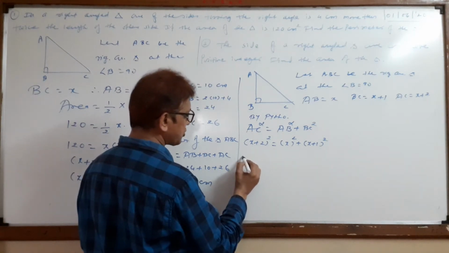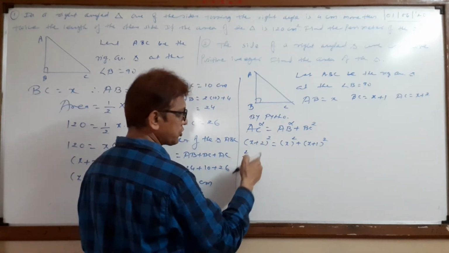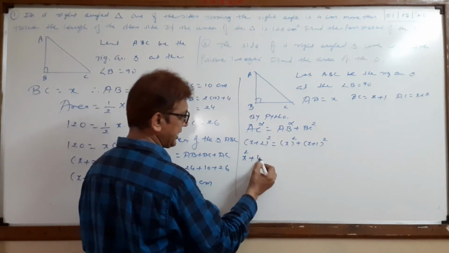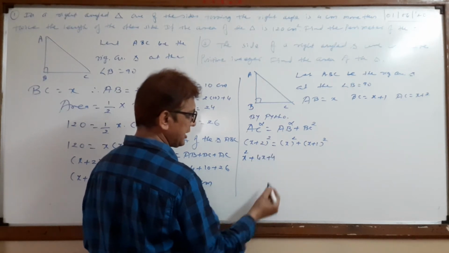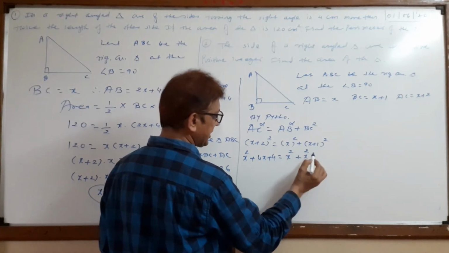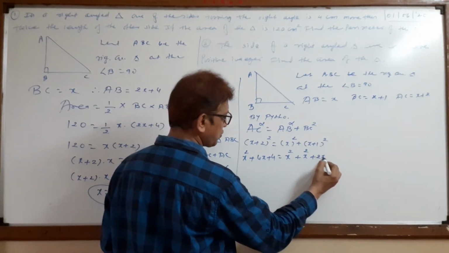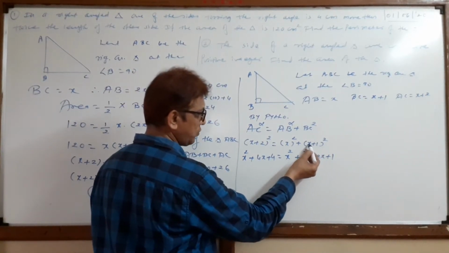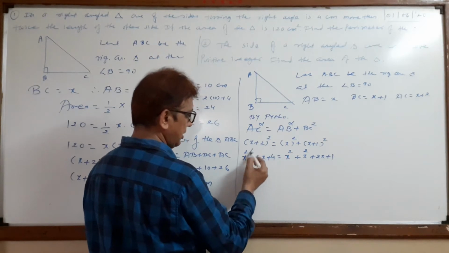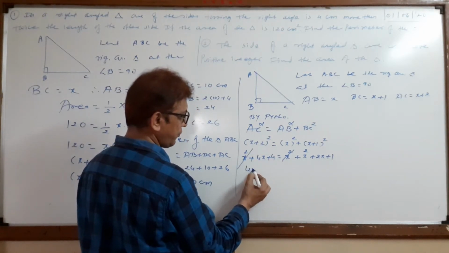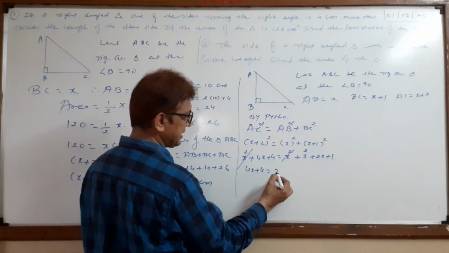Now expansion. A plus b whole square: x square plus 4x plus 4, since 2 times 2 is 4x and 2 square is 4. On the right side, x square, and again expansion: x square plus 2x plus 1. Two ones are 2x and 1 square is 1. The x square cancels, so 4x plus 4 as it is.